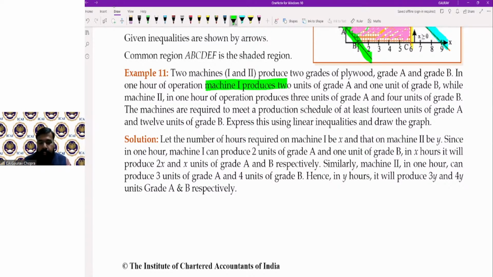Machine 1 in one hour makes 2 units of A and 1 unit of grade B. Machine 2 in 1 hour of operation produces 3 of A and 4 of B. The machines are required to meet a production schedule of at least 14 units of grade A. Now what is our requirement? We require at least 14 units of grade A and 12 units of grade B.